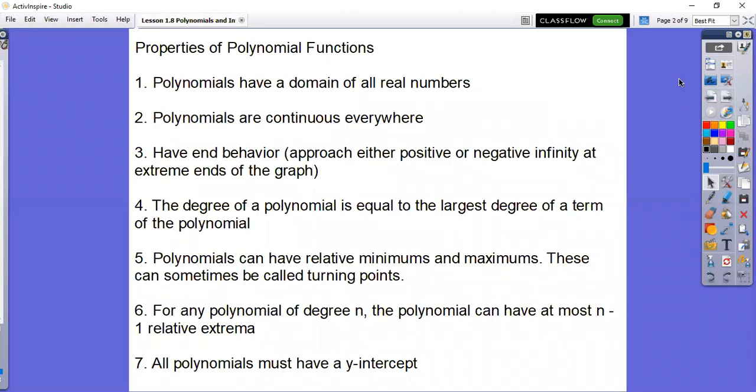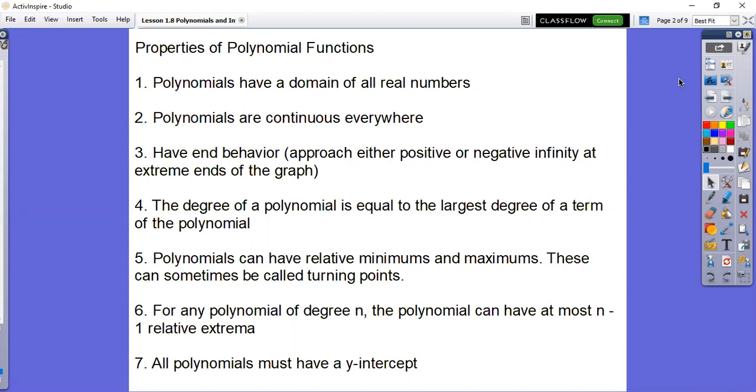So first thing we're going to talk about are some properties of polynomial functions. Feel free to pause this and take any notes that you need. A couple things about polynomial functions that we're going to be using throughout calculus. So polynomials have a domain of all real numbers. You can input anything into a polynomial function and get an output. They are continuous everywhere, which kind of follows from them having a domain of all real numbers. Continuous means that they have an input everywhere.